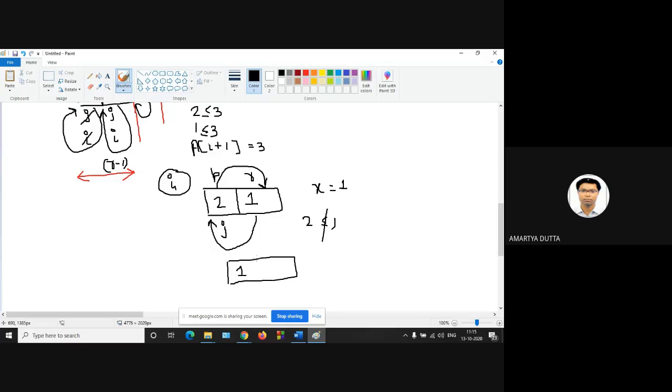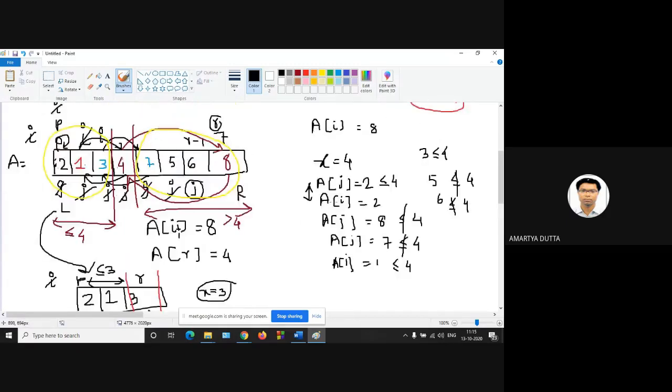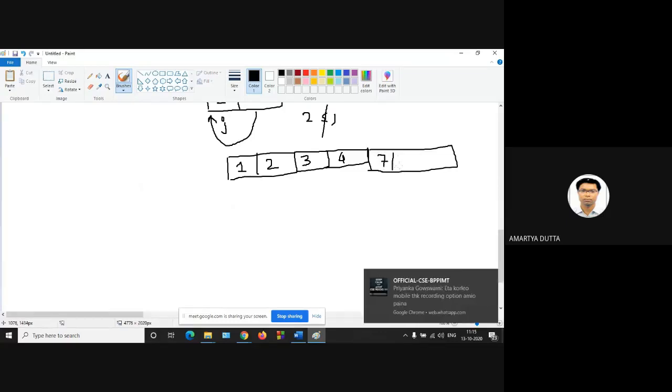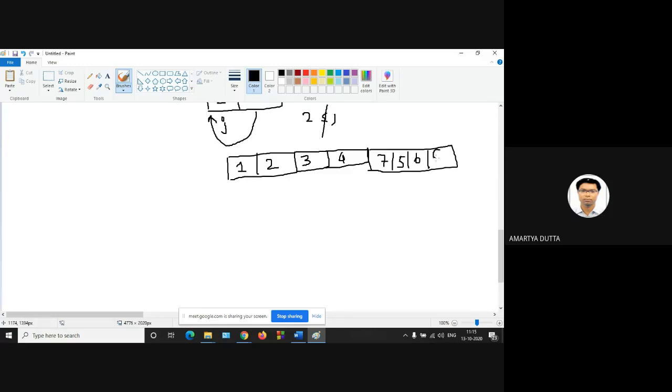So next is 1 2, and the next value is 3, and the next value is 4. 4 is placed in its proper position. What is the unsorted array? 7 5 6 8. So 7, 5, 6 and 8. So this is totally unsorted.